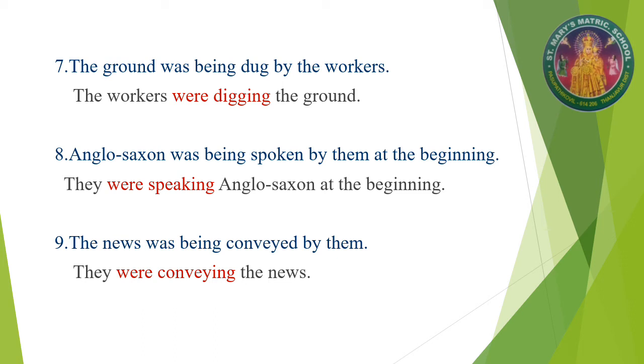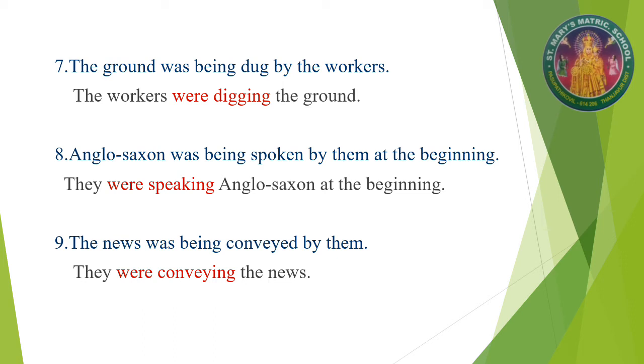Anglo-Saxon was being spoken by them at the beginning. Now come on, split the sentence. Anglo-Saxon is a subject, was being spoken is a verb form. We have to remove the by. Them is the object. At the beginning is the adjunct. Do you understand? Now bring down the object as a subject.